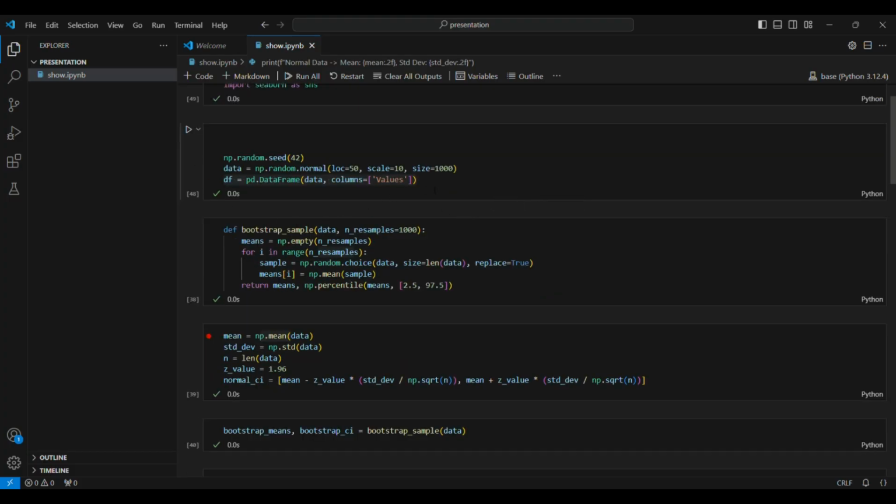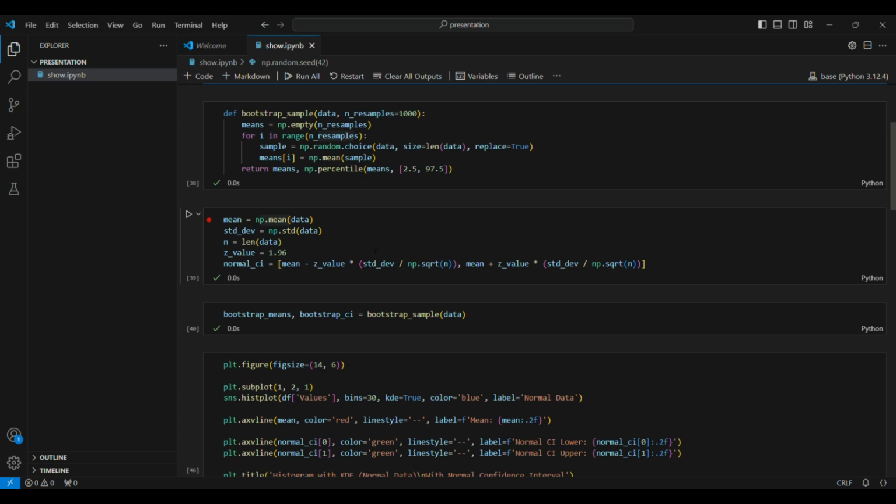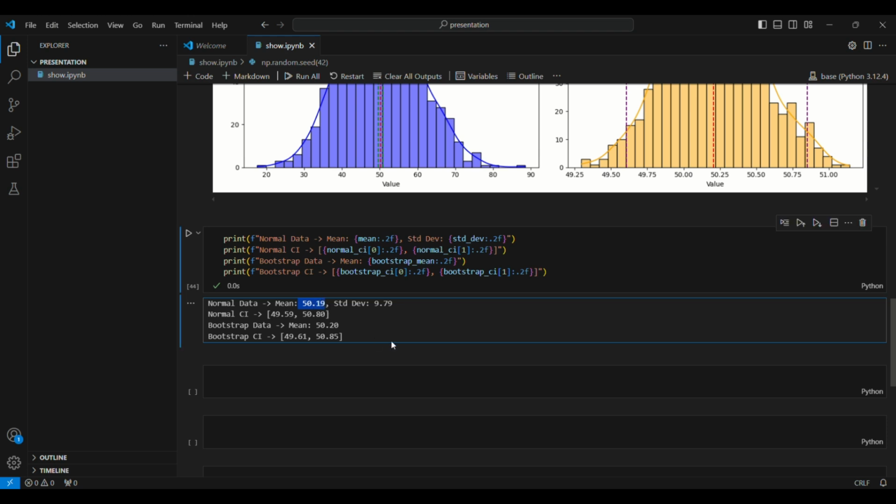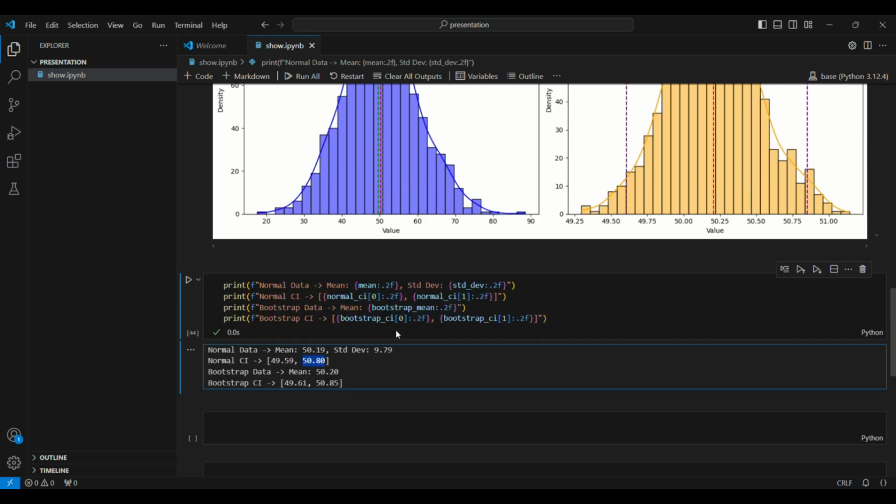In our analysis, we generated a set of 1000 samples from a normal distribution with a mean of 50 and a standard deviation of 10 using NumPy. This was done with a simple line of code, which allowed us to create a data frame for easy handling of the data. We calculated the mean of our original data, which was approximately 50.19, and the standard deviation around 9.79. This resulted in a normal confidence interval of 49.59 to 50.80, suggesting where we can expect the true mean to lie.